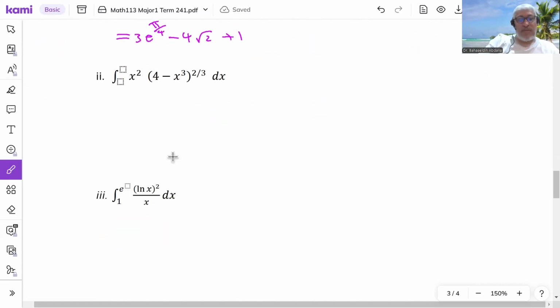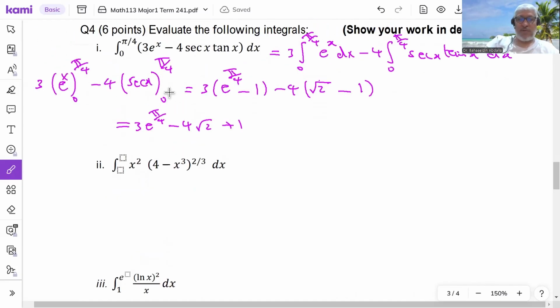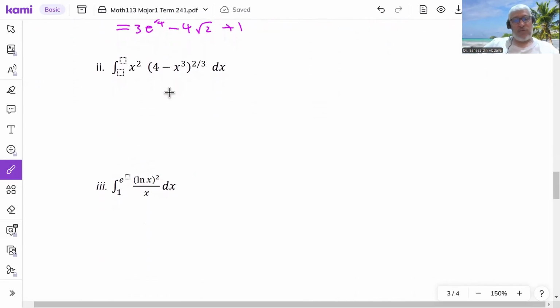Now, the second integral, I have a product: x squared multiplied by this one. The integral does not distribute when there is a product, so I cannot distribute the integral. So I have to do something. This is raised to the power 2 over 3. So there is no formula like this for this problem directly. So I need to do something.